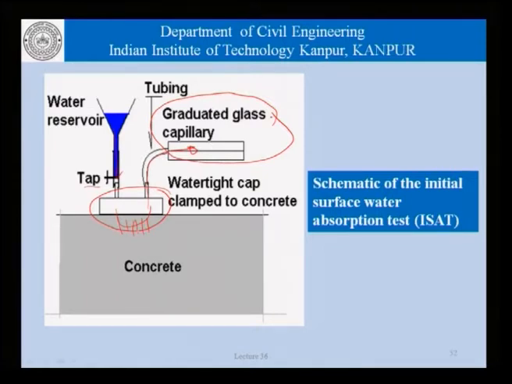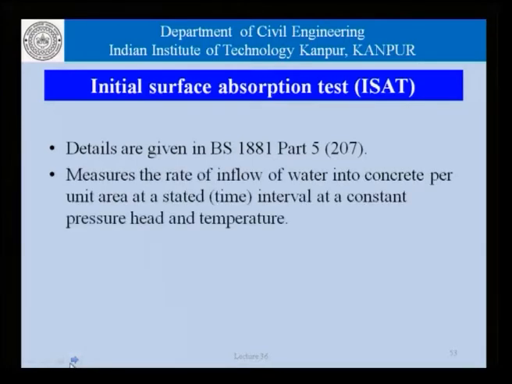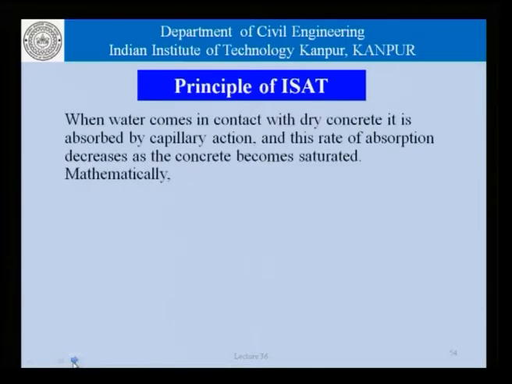So, as far as the method is concerned, it basically measures the rate of inflow of water into concrete per unit area in a stated time interval at a constant pressure head. And the principle really is that water, when it comes in contact with dry concrete, is absorbed by capillary action, and this rate of absorption decreases as the concrete becomes more saturated.